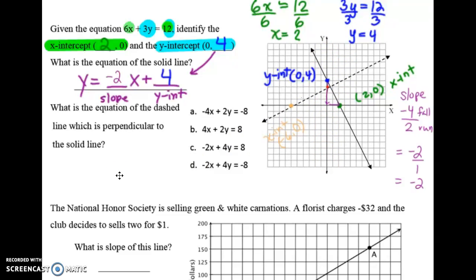Now that I've identified my x-intercept and y-intercept, I can start to piece together the equation of a line for that dashed line. Again, I need two pieces of information, the slope and the y-intercept. So I'm going to write y equals blank x plus blank, filling in the blanks as best I can.